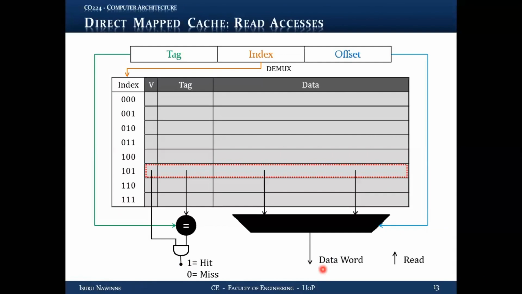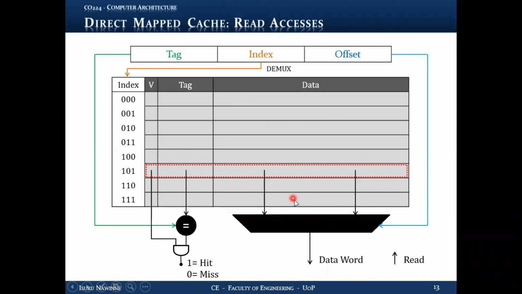If we try to fit this into our pipelined MIPS data path, once the address is sent to the memory subsystem, it first reaches the cache. If we have a hit, we can send the data word to the CPU.